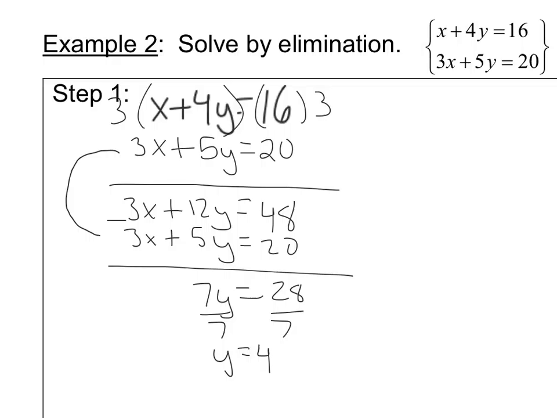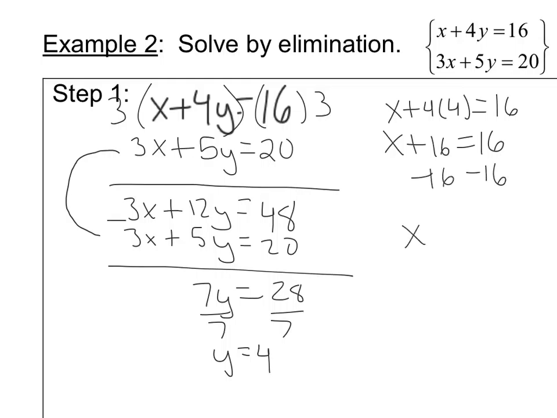Now, I would just go back. Don't use the one here. Go back to the original and say x plus 4 times 4 equals 16. Because see how I substituted the y value in. X plus 16 equals 16. X equals 0. So our point is 0, 4. Okay?